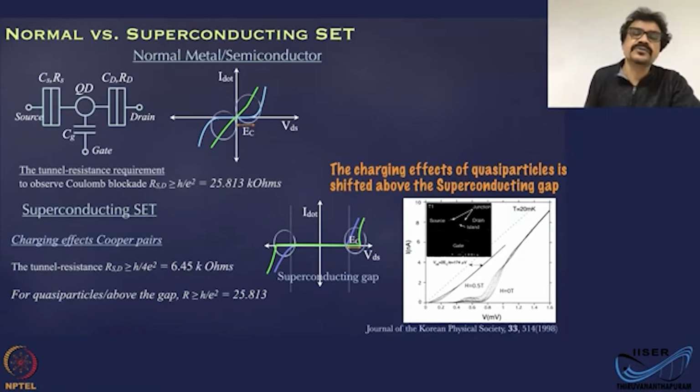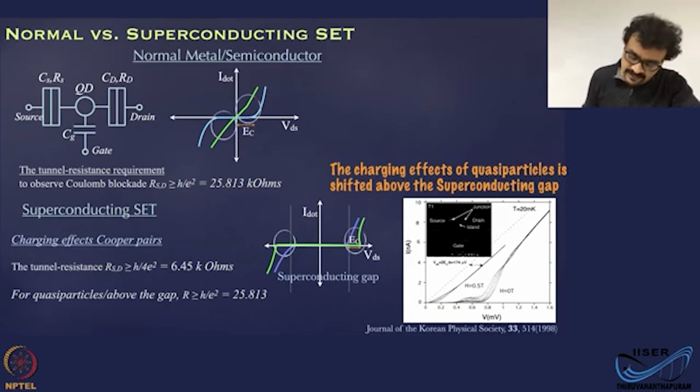And we also learned in one of the previous modules that there is a tunnel resistance requirement to observe Coulomb blockade. That is, this resistance should be more than 25.813 kilo ohm, which is the quantized resistance value.